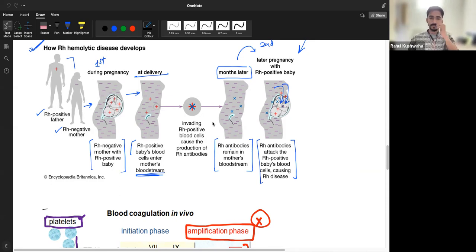So the onset and the reason always start with the first pregnancy, but it affects the second pregnancy, with the same Rh positive baby in an Rh negative mother.